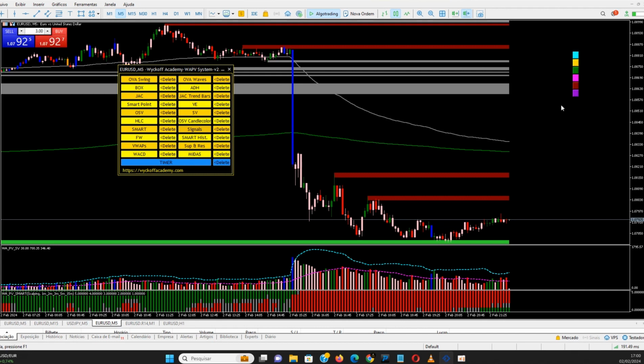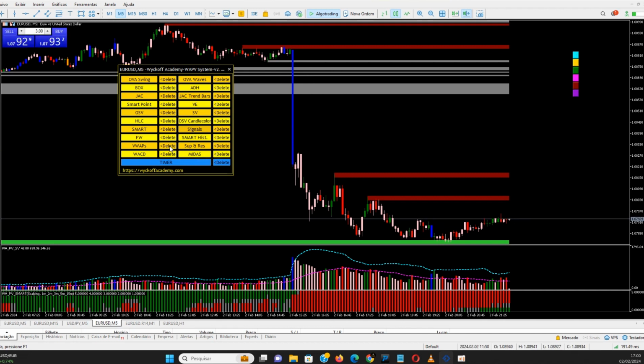All these indicators allow you to trade in the market professionally because you have the best trading tools related to price, volume, and delta analysis. In the next video, I will bring the layout assembly for you to set up your screen and start making your trades.